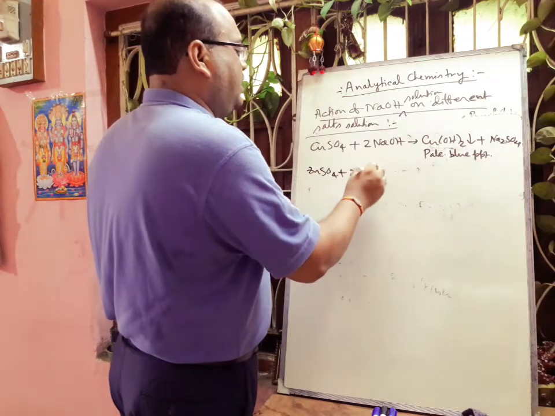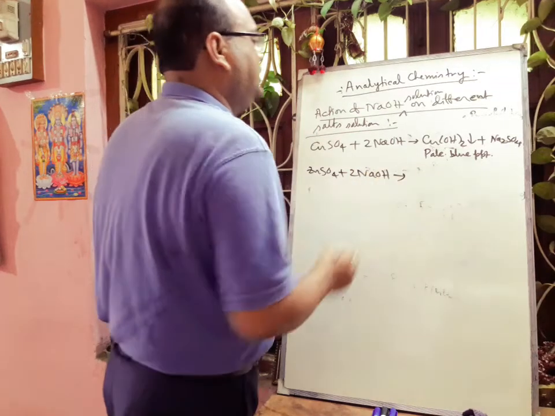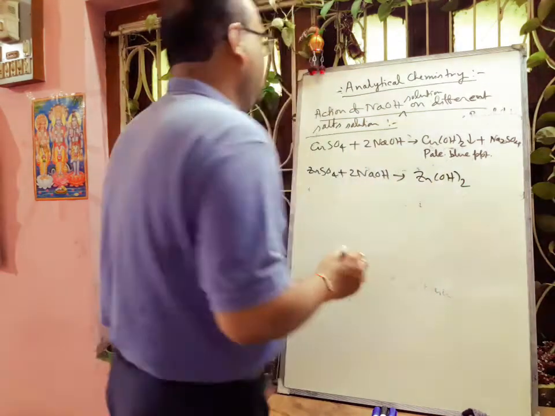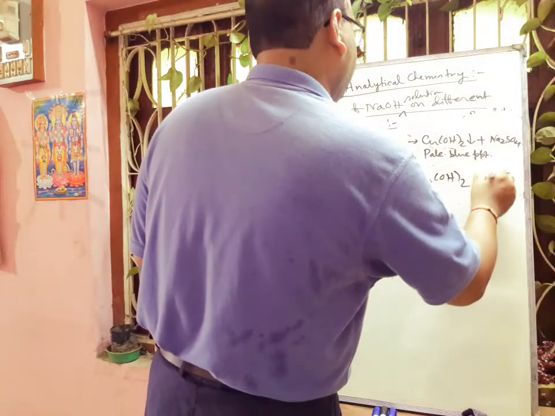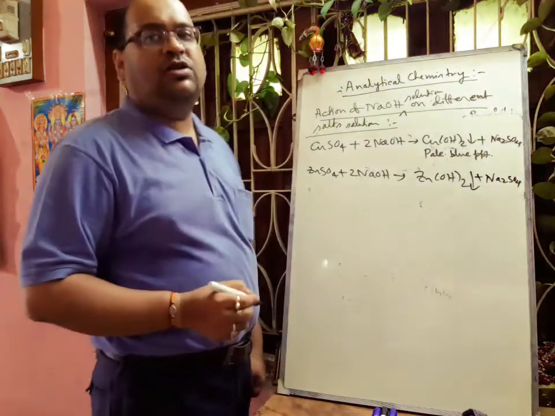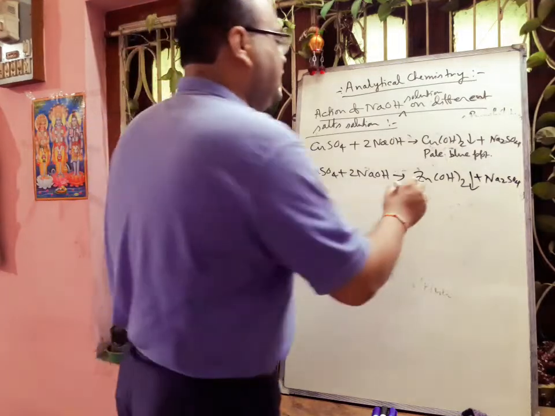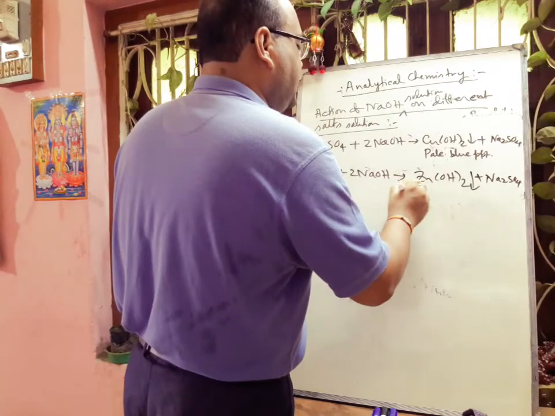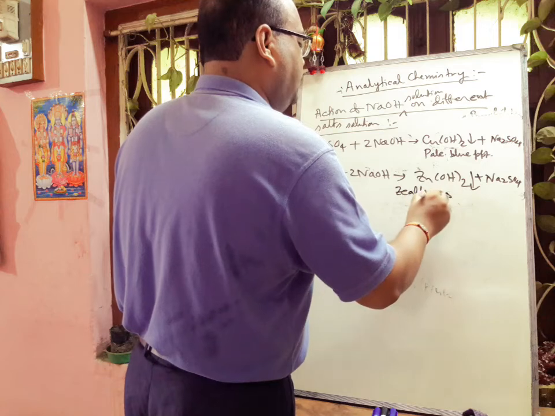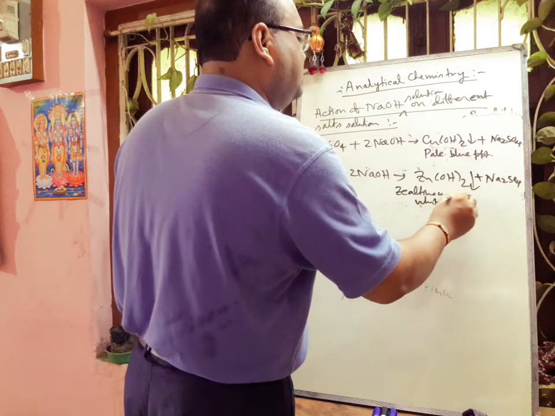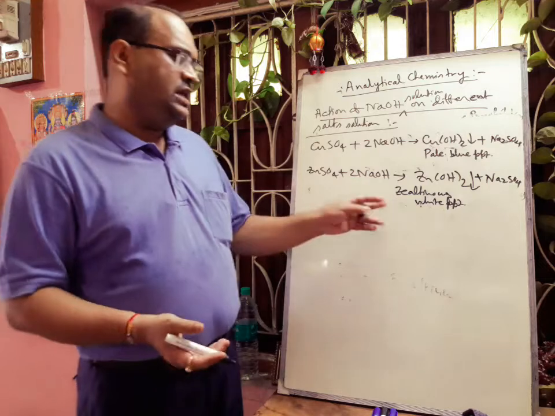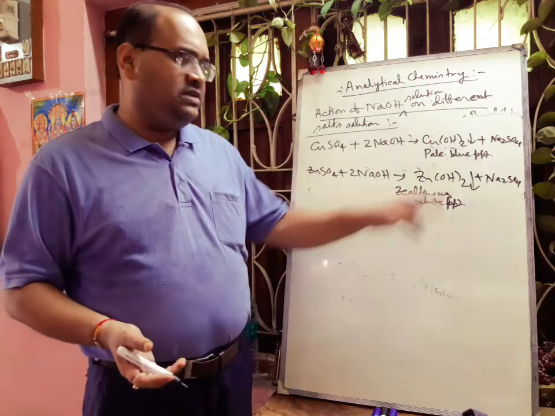If we add sodium hydroxide solution, then first there will be formation of zinc hydroxide plus Na2SO4. So zinc hydroxide will be a precipitate. What will be the color of zinc hydroxide? That is a white PPT, gelatinous white PPT. Gelatinous means like jelly. You know about aloe vera gel, like this jelly appearance will be there. So gelatinous white precipitation will be formed.